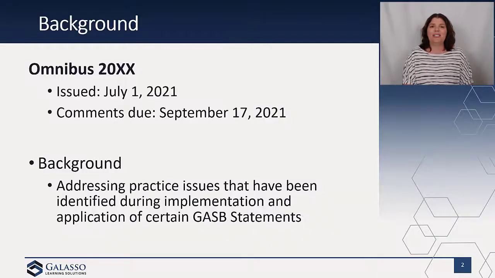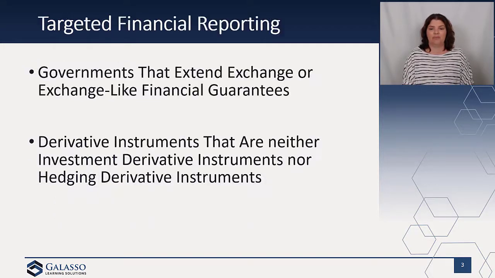So this year they issued that omnibus on July 1st. Comments are due September 17th. And again, these are primarily implementation issues. Some of them are related to things like leases and SBITA and PPP, which are coming down the pike, so they're starting to get questions about, as well as application of certain existing GASB standards. So the first two are what we consider to be targeted financial reporting.